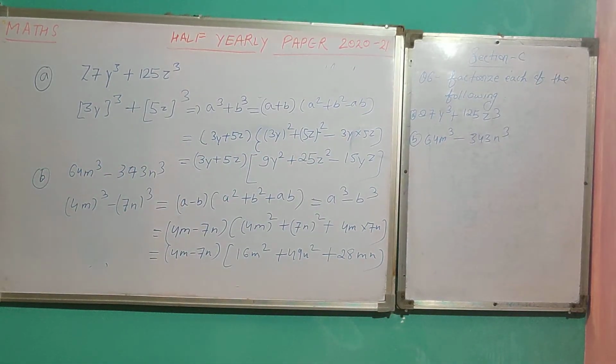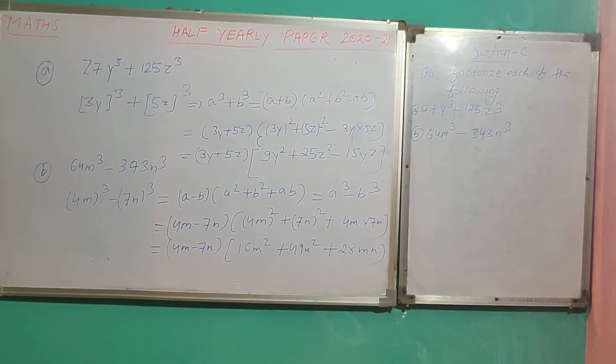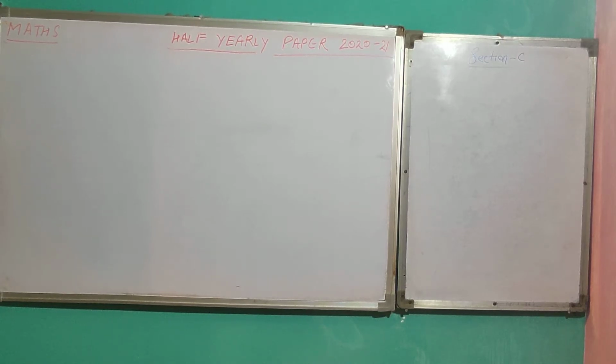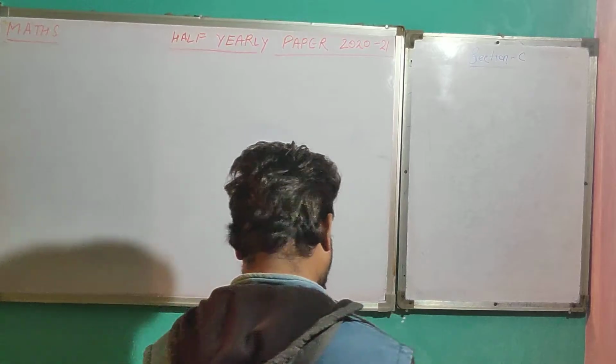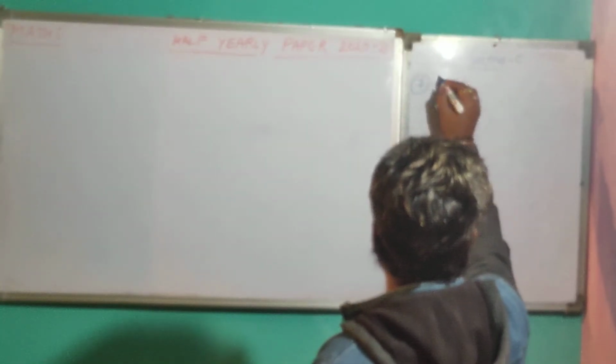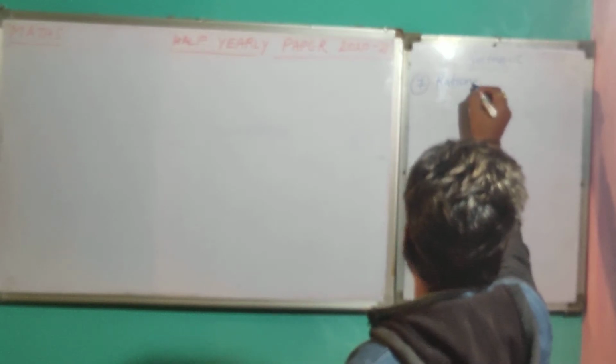Okay, now solving the next question. Question number 7. Question is rationalize 1 upon root 5 plus root 2. We have to rationalize this number.